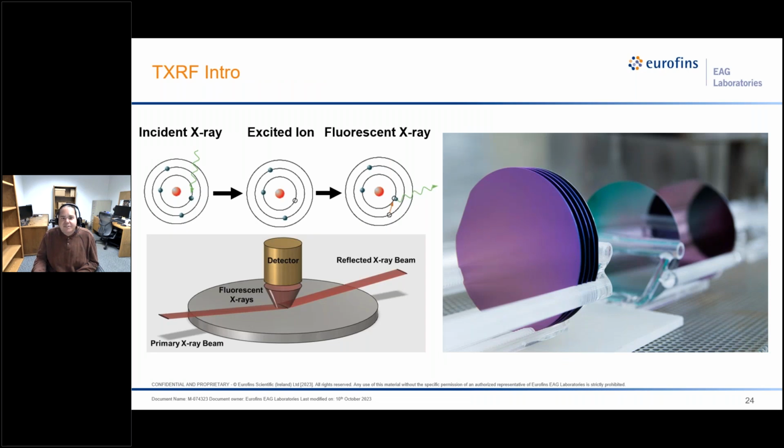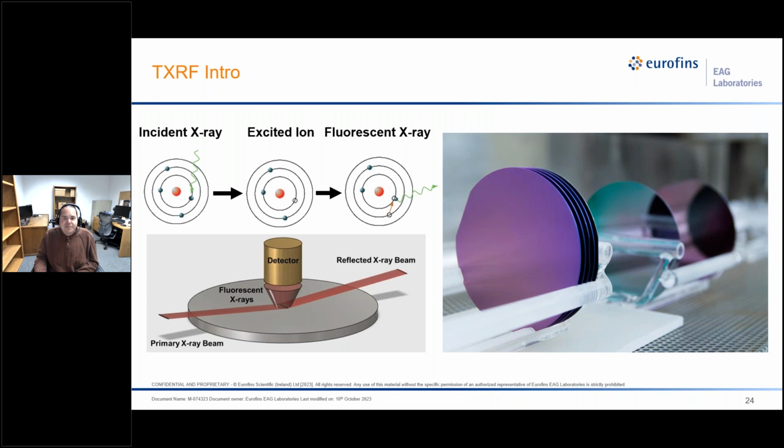So like XRF, TXRF is an elemental survey technique that we use here at EAG for semiconductor wafers that can detect what atoms are present on the surface of a sample. One of its unique capabilities is that it is a non-destructive technique, which can give location-specific information on contaminants.